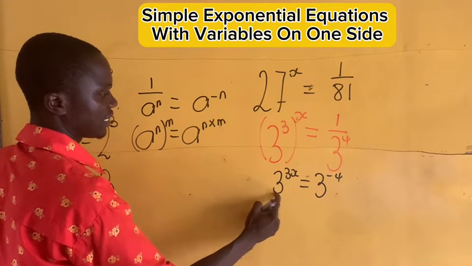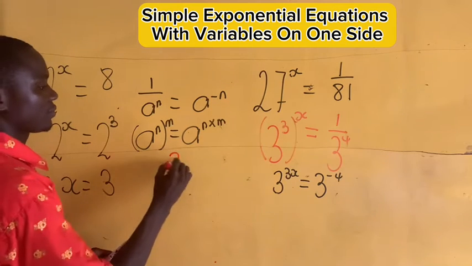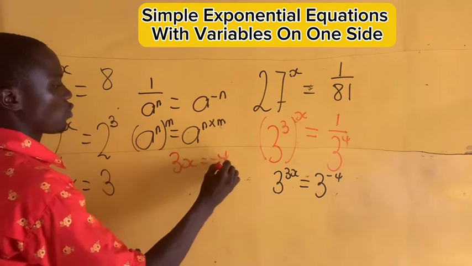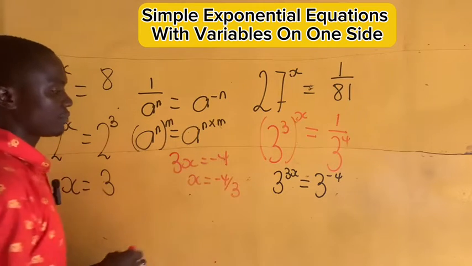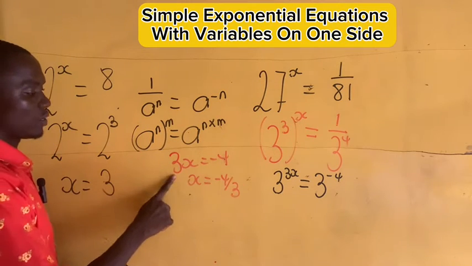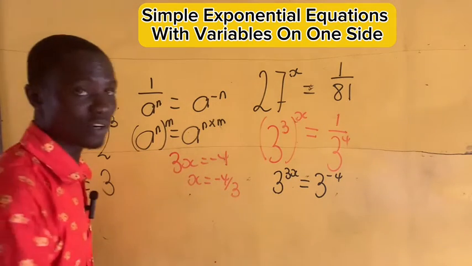Now we have 3 and 3, the bases are the same. So we write 3x equals minus 4. We have x equals minus 4 divided by 3, because you divide here by 3 to get x and divide here by 3 to get minus 4 over 3 in a very simple way.